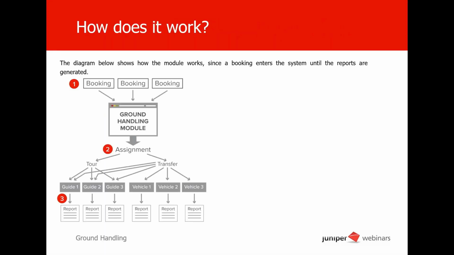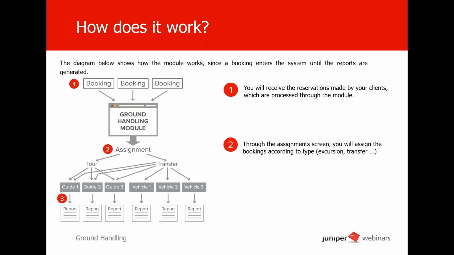How does it work? The diagram below will help us explain how this works. In step 1 you will receive the reservations made by your clients, which are to be processed through this module. Through the assignment screen you will be able to assign bookings according to their type, for example excursions or transfers. Finally, you can make internal reports and export this information for your suppliers.